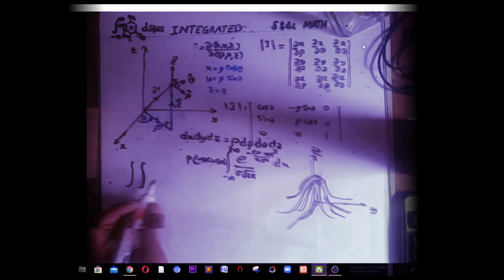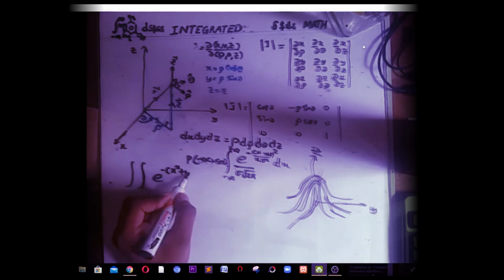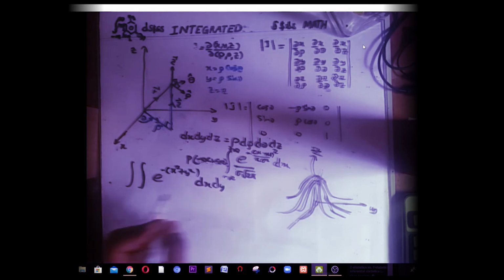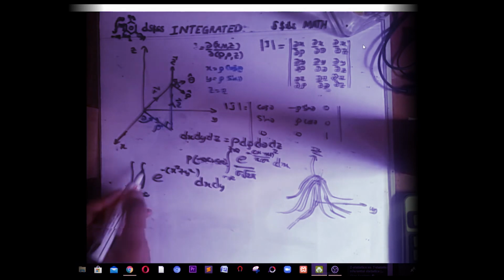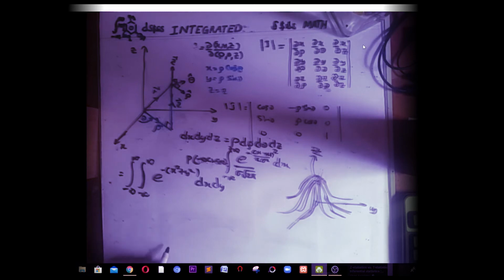So the integral of e to the power minus (x square plus y square) dx dy, from minus infinity to plus infinity, from minus infinity to plus infinity. Okay, so I'm having a substitution. Substitute x square plus y square equal to r square, because I apply here at this moment the cylindrical coordinate system.